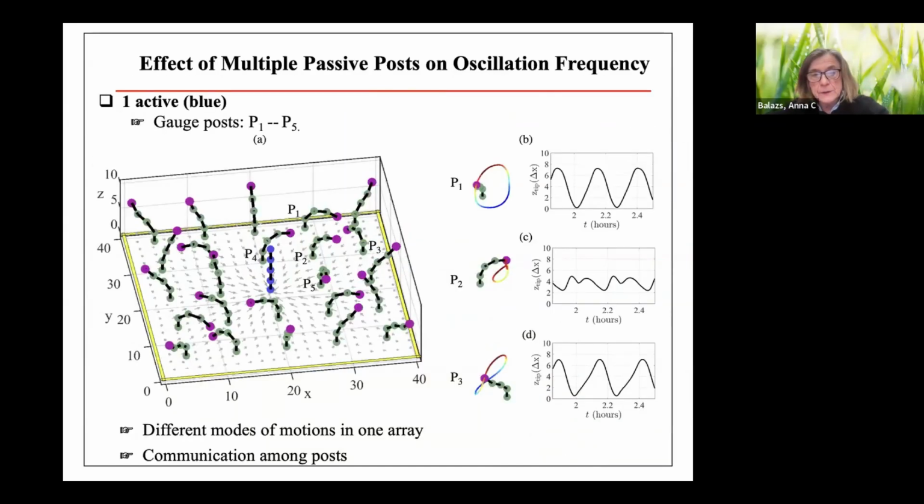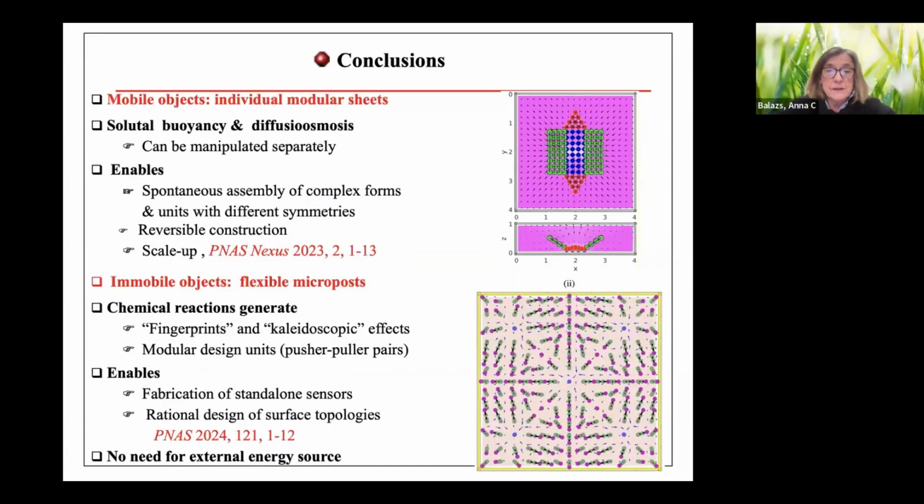So I think this is the last one. I just want to show you that if you have one active one and you add a lot more passive ones, they still communicate. You can see that because their frequency of oscillation at P1 is one location, P2 is another, P3 is another. They're labeled here on the right. The frequency of oscillation of those posts are not the same. So this communication through the fluid is transmitting a separate message to each of these that's dictating their motion.